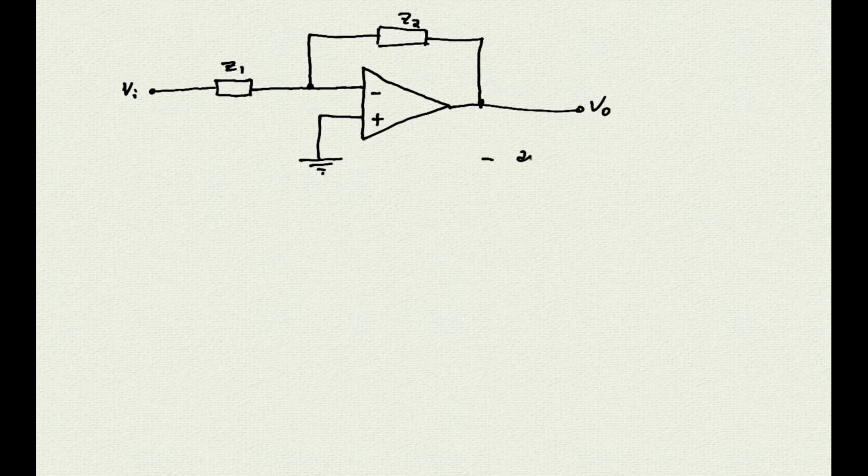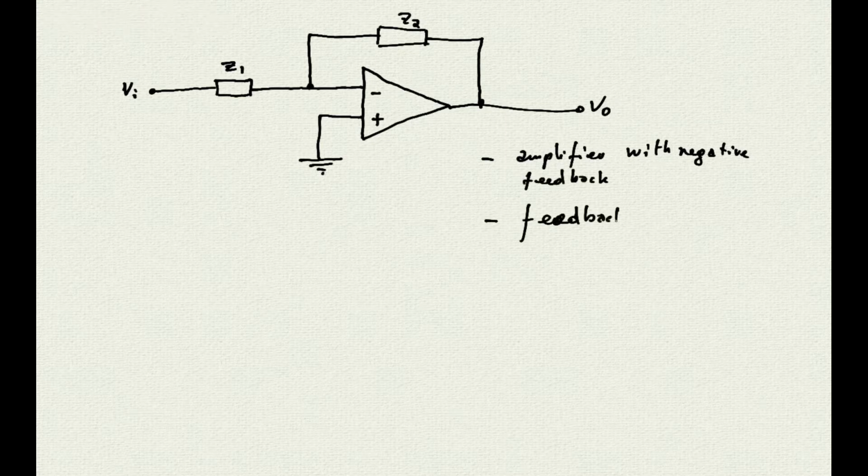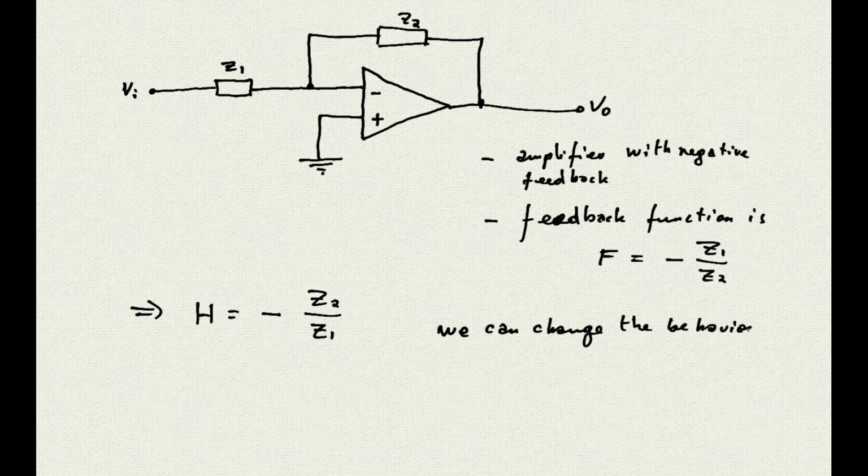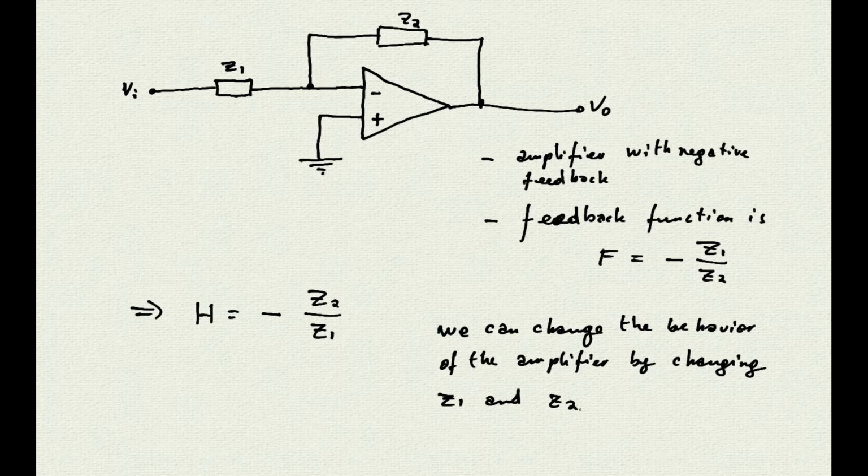So what do we have at this point? We have an amplifier with a negative feedback, and we have a feedback function given by the ratio between Z1 and Z2 with a negative sign. And in fact, we know already from the op-amp theory that the transfer function of a circuit like this is H equals negative Z2 over Z1, which is exactly the same as the inverse of F. At this point, we can change the behavior of the amplifier just by changing Z1 and Z2, which can be made of any combination of resistors, capacitors, and inductors.